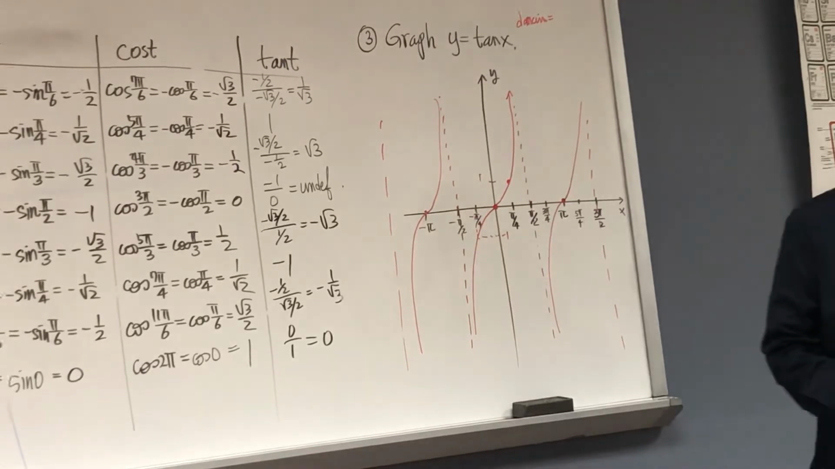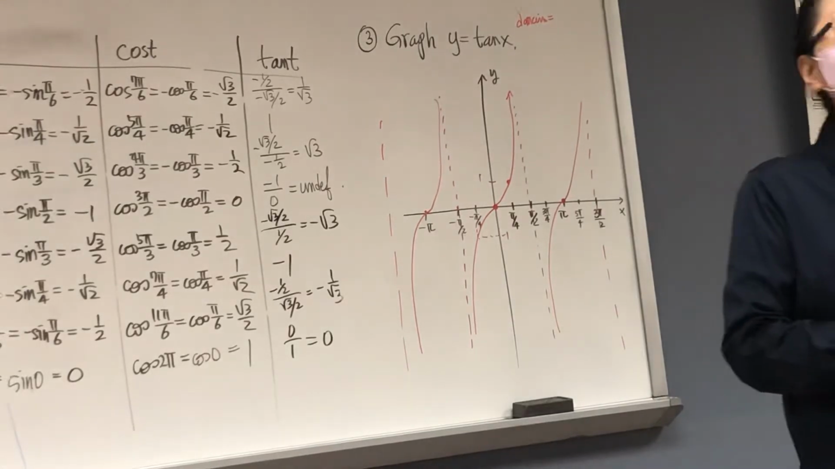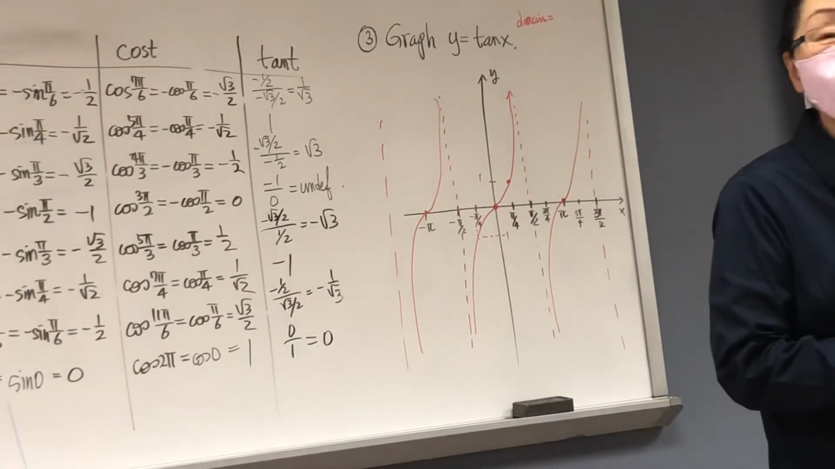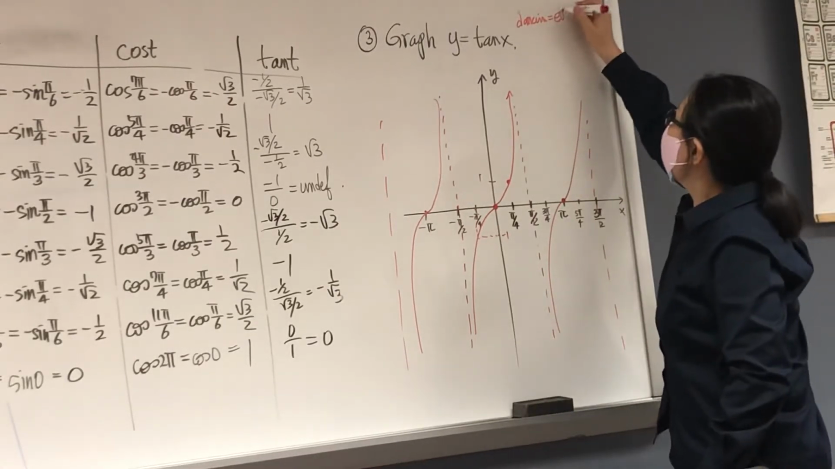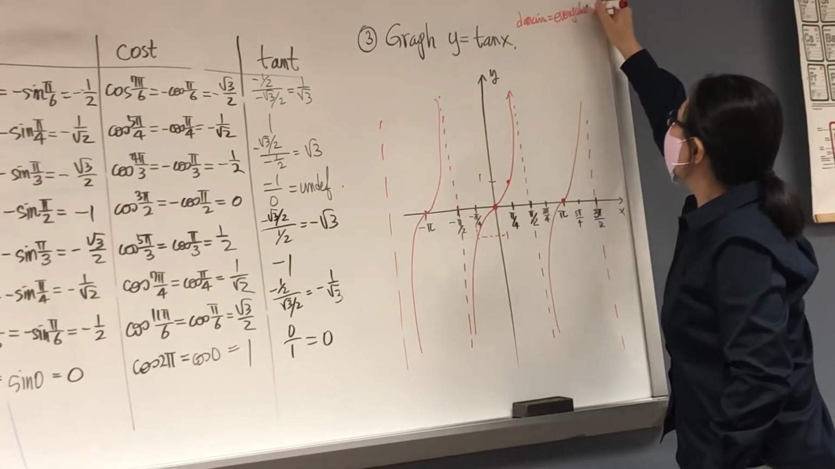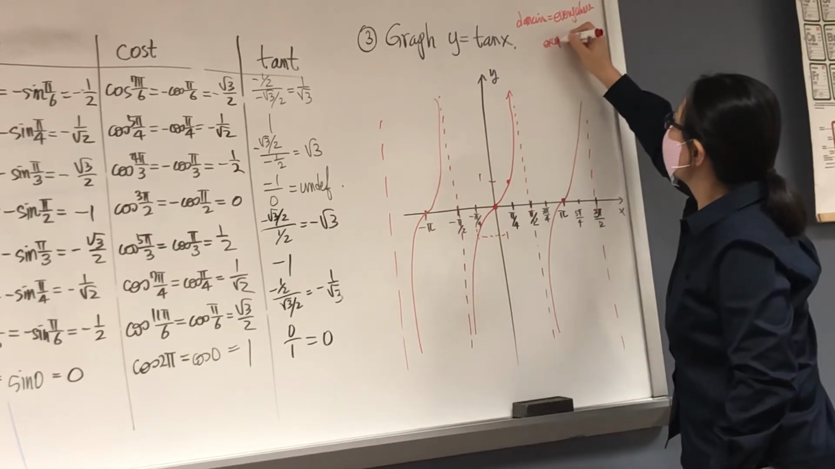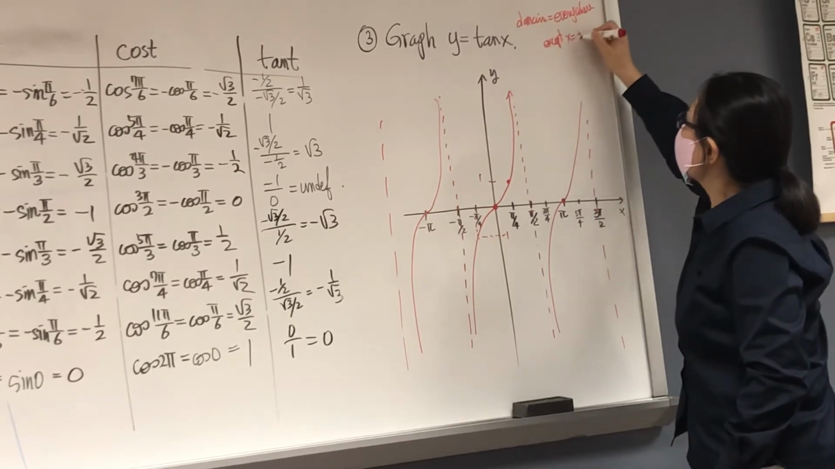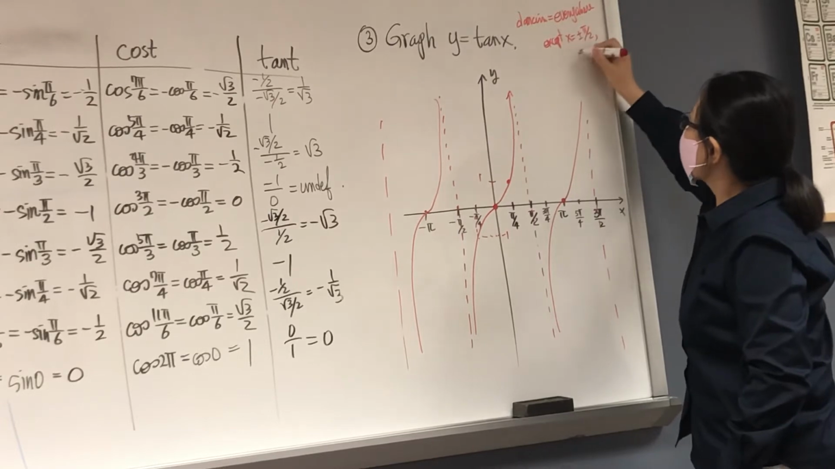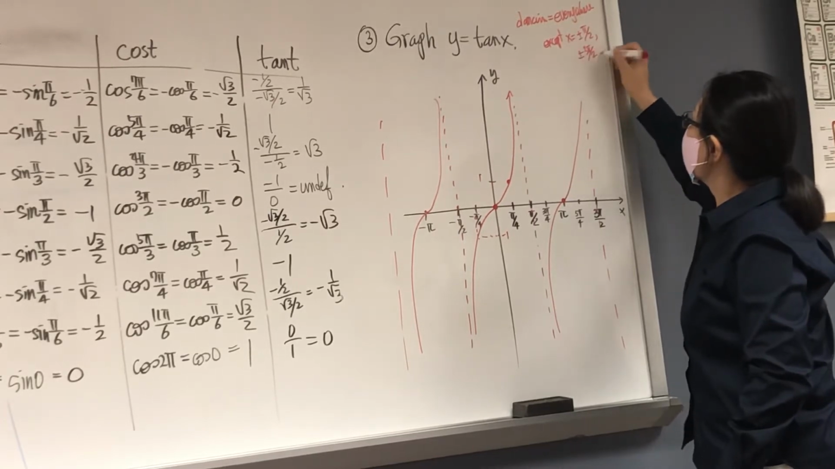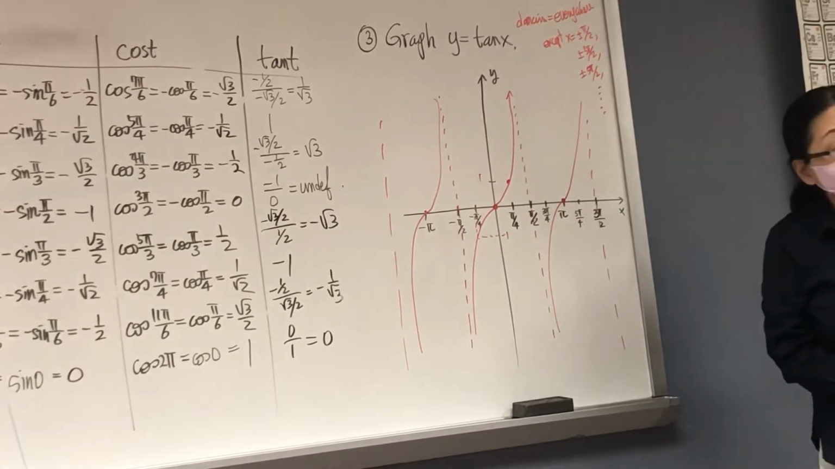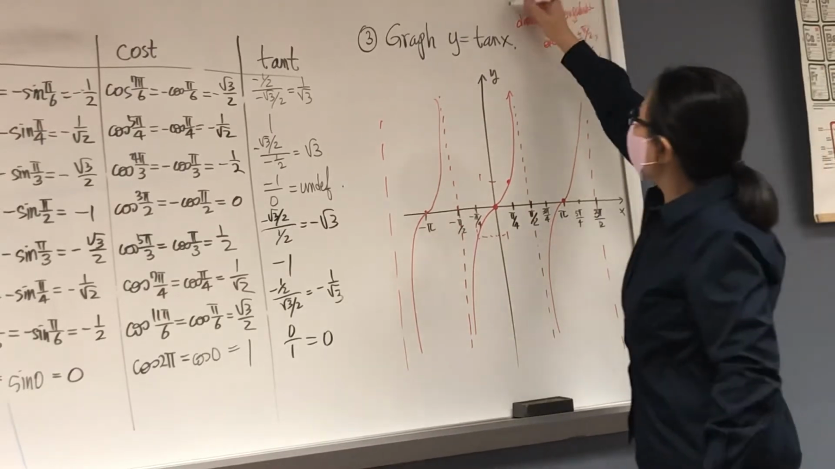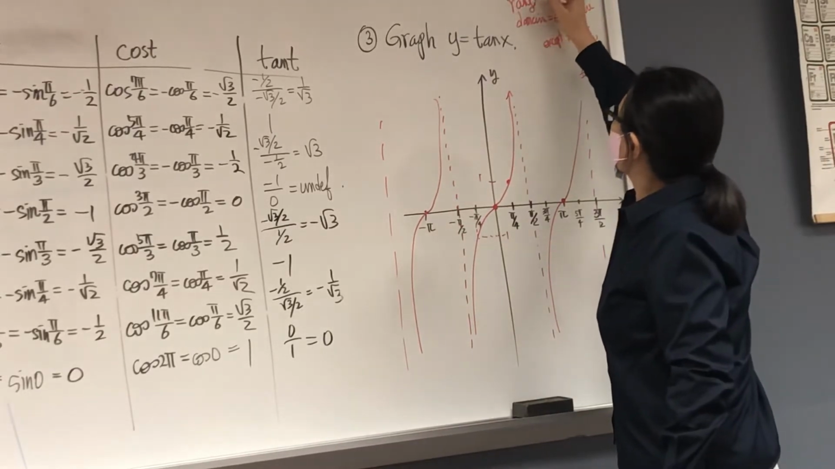How many pieces? How many undefined points? We have 1, 2, 3... infinitely many. Everywhere except what? Except x equals plus or minus pi over 2, plus or minus 3 pi over 2, plus or minus 5 pi over 2. Those are the asymptotes. Keep going. What is the range? All the numbers. Very good.